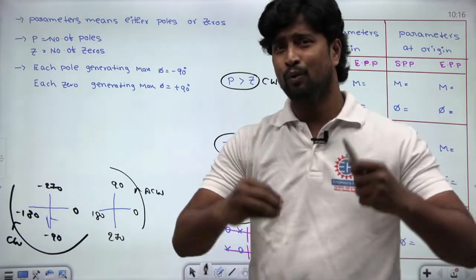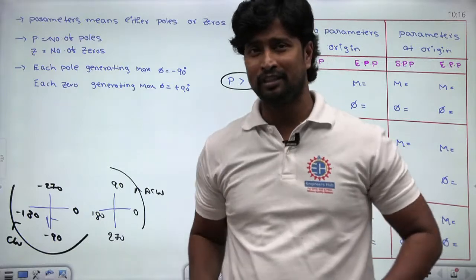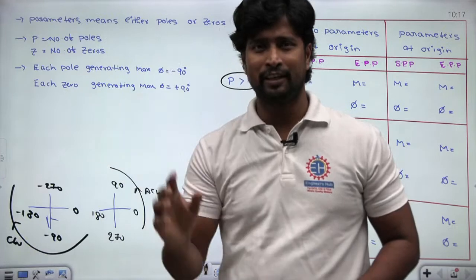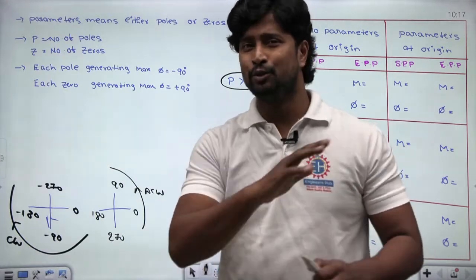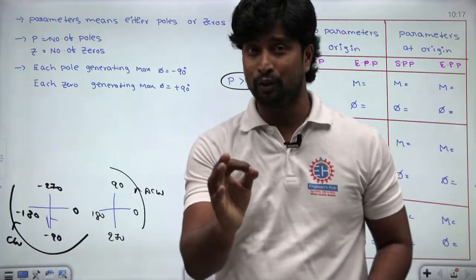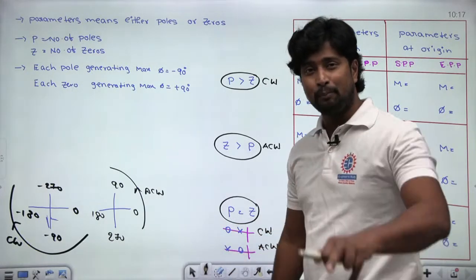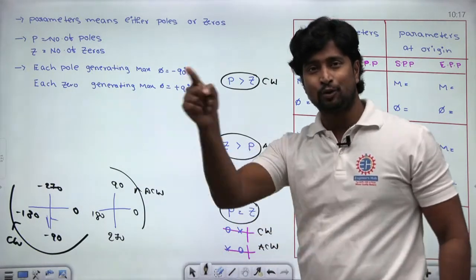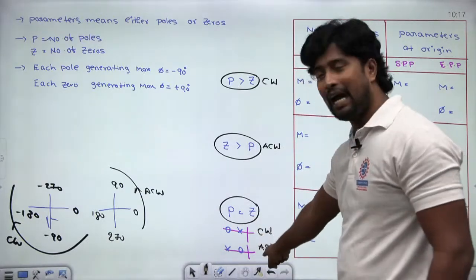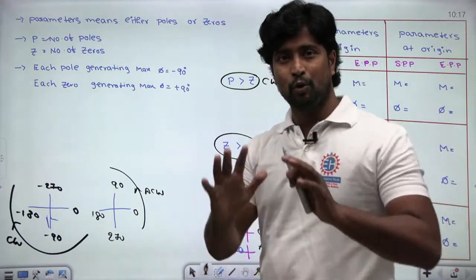Guys, carefully listen. Whatever the given transfer function, you are the masters at recognizing the poles and zeros. It's not a big issue. If poles are dominating, it's a very simple case: clockwise direction. If zeros are dominating, there is no doubt it's anti-clockwise direction. By default, if the number of poles equals the number of zeros, then you go to this analysis. Observe the pole position, observe the zero position. If the pole is nearer to the imaginary axis and the zero is far from the imaginary axis, clockwise. Otherwise, anti-clockwise.